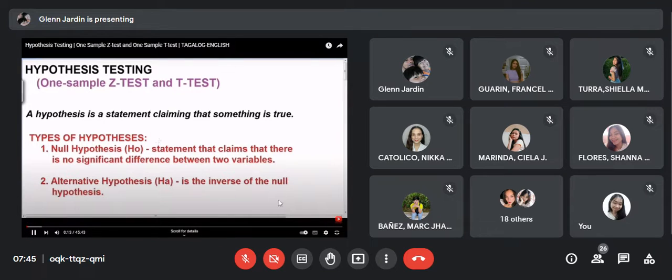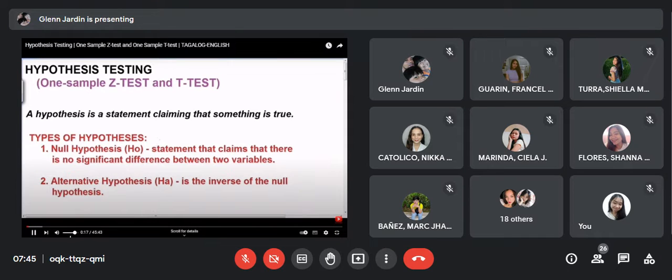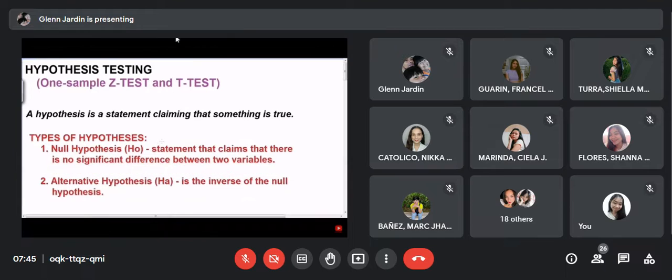Then what is a hypothesis? A hypothesis is a statement claiming that something is true. So, intelligent guess ang ibig sabihin ng hypothesis. There are two types of hypothesis. The first one is the null hypothesis. This statement claims that there is no significant difference between two variables, or it says that the two things have no difference. Okay?